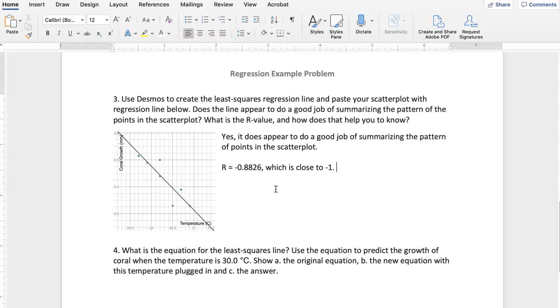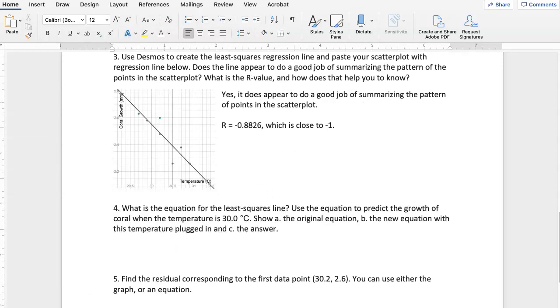A positive 1 and a negative 1, both of those are a perfect line. Basically, it means everything fell on the line. The closer you are to 1 or negative 1, the closer you are to the correlation being pretty much perfect. So all the dots are really close together or right on the line. Negative just means it has a negative slope, and positive means it has a positive slope. So this is really close. 0.8826 means that the regression line is doing a very good job. That means the points are all really close to one another. So that's what you would want to say there in your own words.